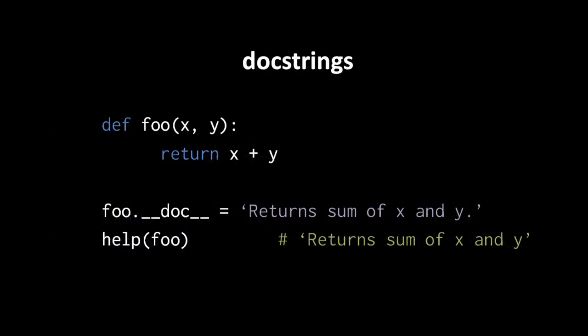A docstring in Python is simply a string which documents some class or function. It's a string which gets assigned to the special doc attribute of a function or class object, and it's a string which is returned when you invoke the built-in help function on a class or function object. So here, for example, we define a function foo, and then we assign to its doc attribute a string, and then if we invoke help on that object, it's going to return that string.